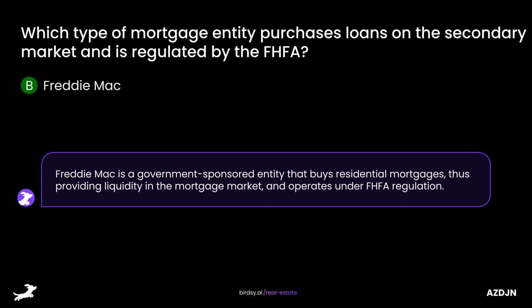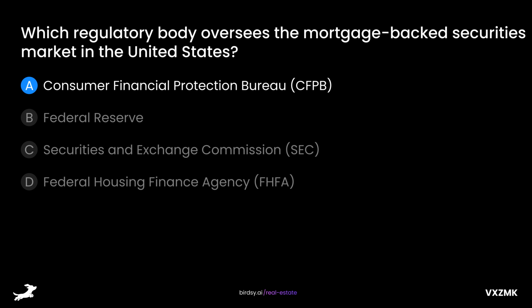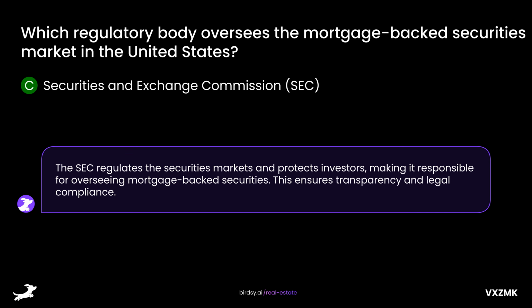FHFA regulation. Which regulatory body oversees the mortgage-backed securities market in the United States? Is it A, Consumer Financial Protection Bureau, B, Federal Reserve, C, Securities and Exchange Commission, or D, Federal Housing Finance Agency? The answer is C, Securities and Exchange Commission. The SEC regulates the securities markets and protects investors, making it responsible for overseeing mortgage-backed securities. This ensures transparency and legal compliance.